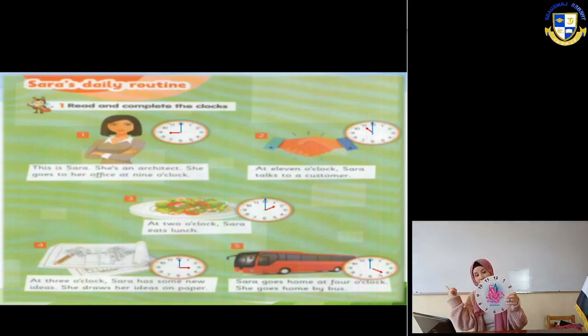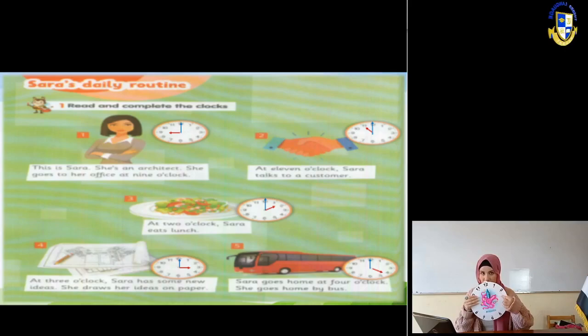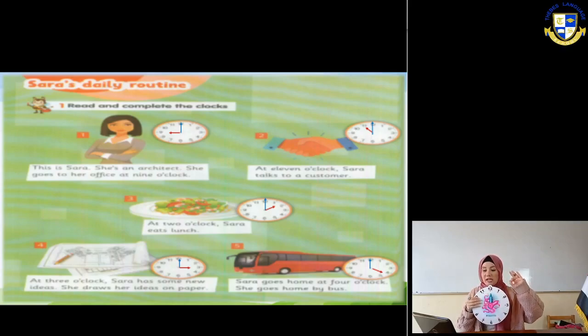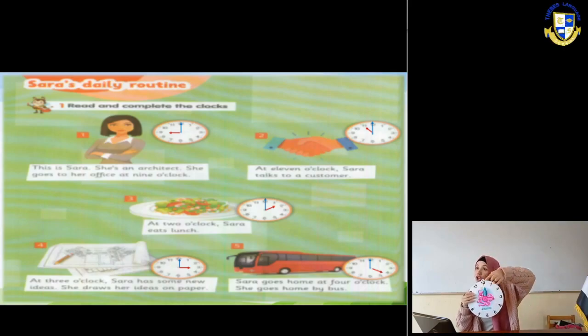Number 3, at 2 o'clock, Sarah eats lunch. I said 2 first, so the short arm will go to number 2. 2 o'clock. 2 short arm and o'clock, long arm at 12. Number 4, at 3 o'clock, Sarah has some new ideas. She draws her ideas on a paper. At 3 short arm, o'clock, long arm on 12.